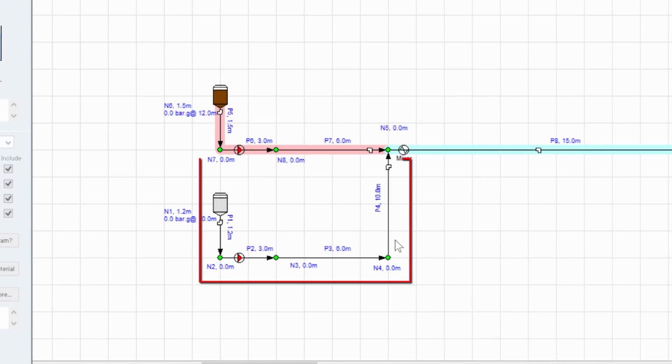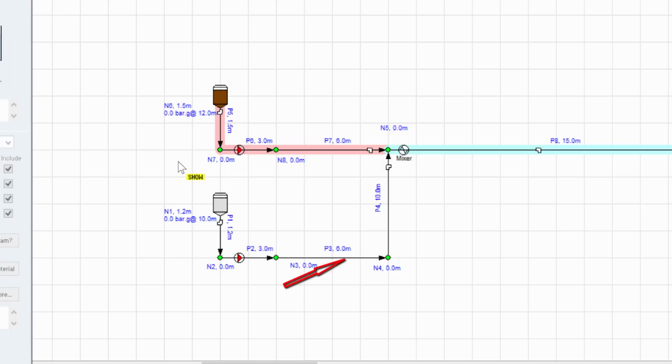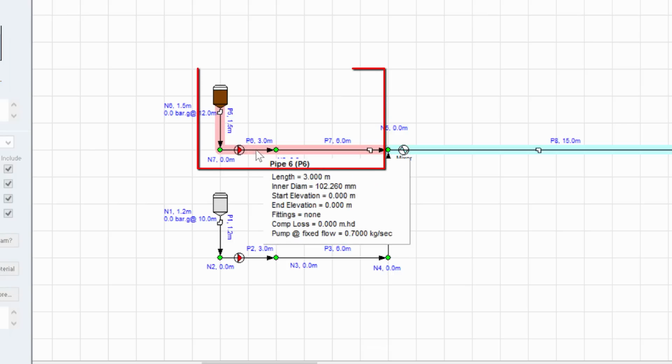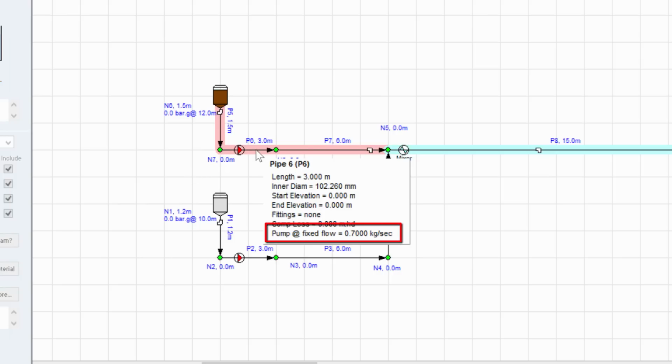Oil in this fluid zone is pumped through pipes P1, P2, P3 and P4 at a mass flow rate of 1.3 kilograms per second. Oil in the second fluid zone is pumped through pipes P5, P6 and P7 at a mass flow rate of 0.7 kilograms per second.